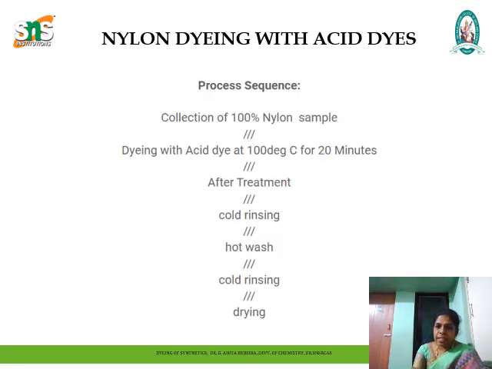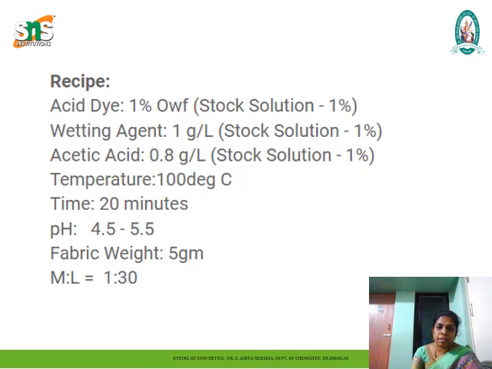Nylon dyeing with acid dyes, the process sequence is given here. First you have to take the nylon sample. For dyeing with acid dye you need 100 degrees Celsius for about 20 minutes, and then after treatment if needed, then cold rinsing, hot wash, cold rinsing, and then drying. This is the process sequence for nylon dyeing with acid dyes.